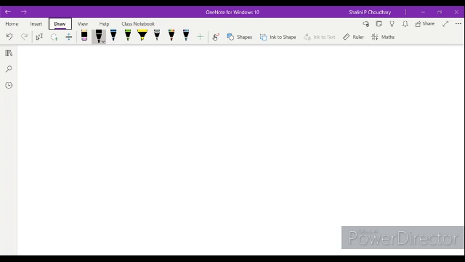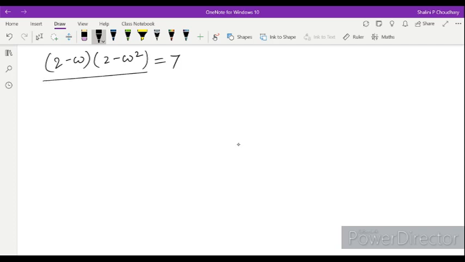Today we'll do sums based on the cube root of unity, that is, complex numbers. Our first question is: given (2 minus omega)(2 minus omega square) is equal to 7, we have to show that this is equal to this.